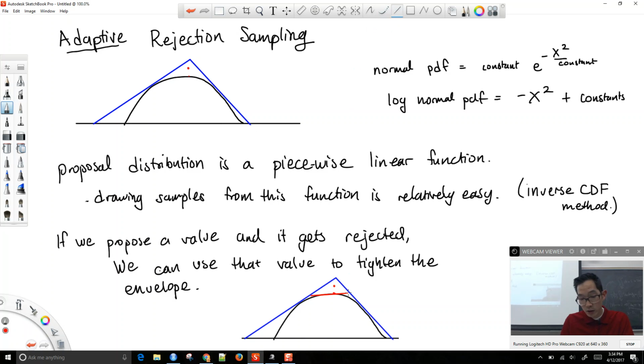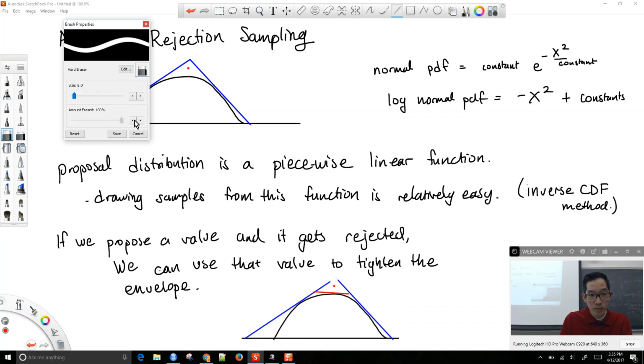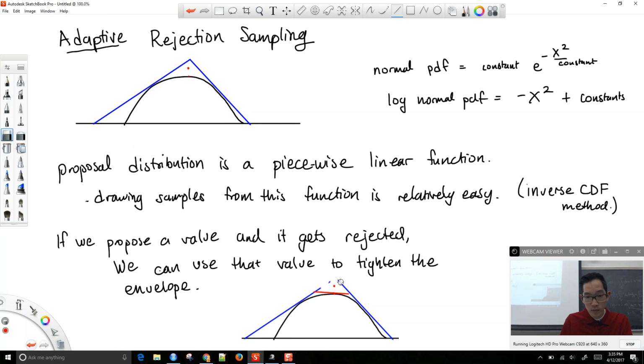And so now my new envelope is a lot tighter to the log PDF here. Okay, so this becomes our new envelope. Yeah, so now we still have a piecewise linear envelope, and every time a new point gets rejected, we can tighten the envelope so that fewer and fewer samples will get rejected. So we're creating a linear approximation to the PDF, but we still use the PDF to decide whether or not to accept or reject that sample.